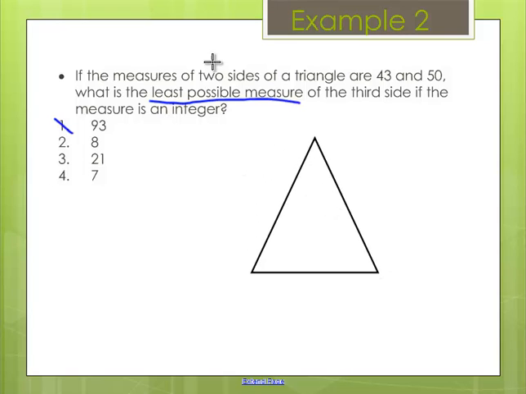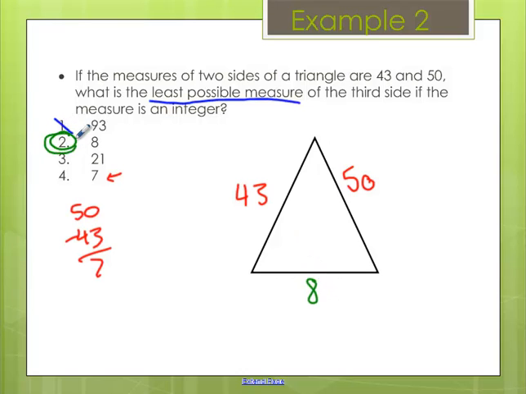Let's draw a triangle just to look at it, kind of help us out. 43 over here, 50 over here. So if I'm looking for the smallest possible side, that means 50 is the biggest. So 50 minus 43 gets us 7. Notice 7's an answer. But if I put 7 here, 7 plus 43 equals 50. It's not bigger than 50. So our correct answer is going to be choice 2, or choice B, 8.